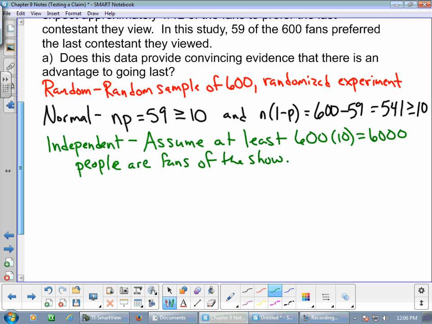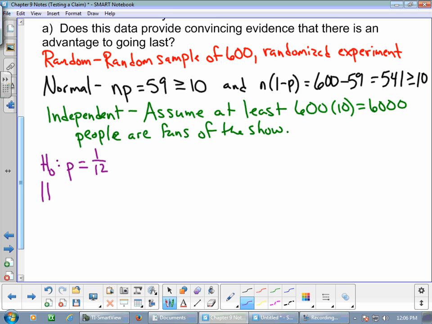All right. So, what's the null? P equals 1/12. 0.083 repeating.